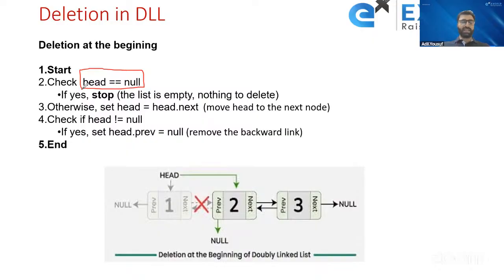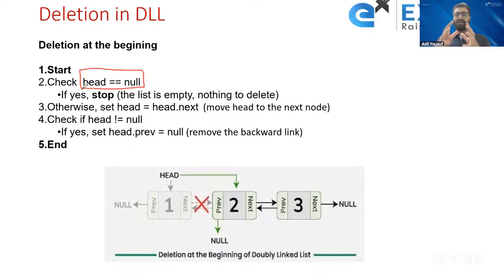So we all know that this head variable always points to the first node of the list. Like last dot next is equal to null, that means that is the last node. And if head is equivalent to null, it means the list is empty, because head variable always points to the first node of the list. If head is equal to null, then there are no nodes in the list at all. And when the list is empty, there is nothing to delete. So we'll stop all the operations over here.